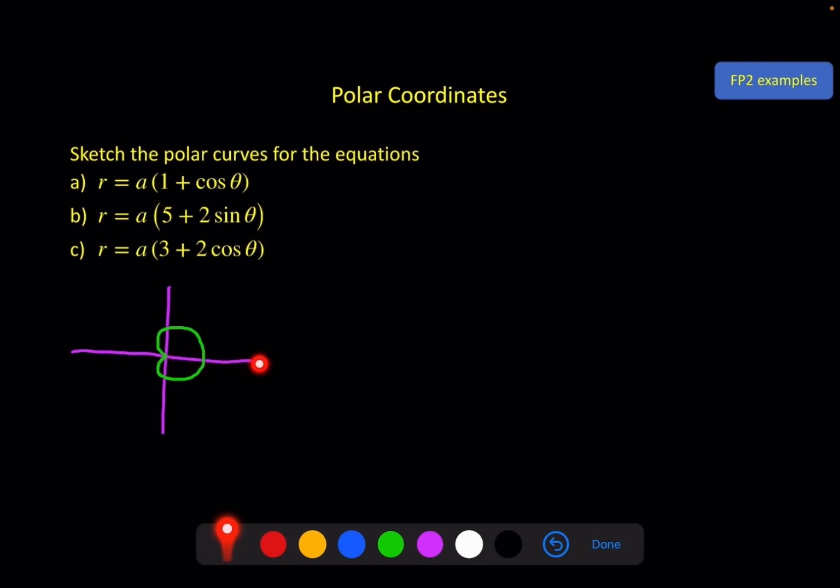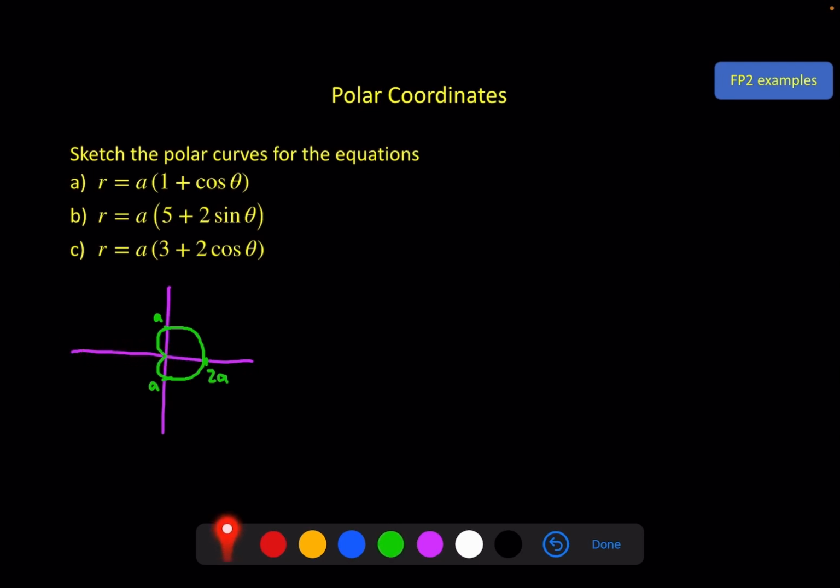When theta is 0 along this line, then cos of theta is a 1, so that's 1 plus 1 times a is 2a. So we can label that point as 2a. Along this line, when theta is pi by 2, cos of theta is 0, so that's gone. We just get 1 times a is a. Down here, theta is 3 pi by 2, cos of that is still 0, so we have another 1 times a is a, and again this is a positive because it's radius, not a negative.